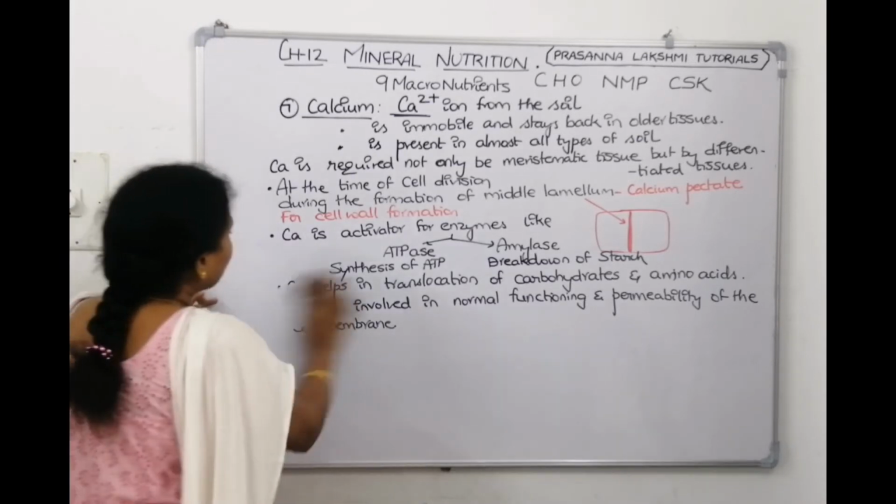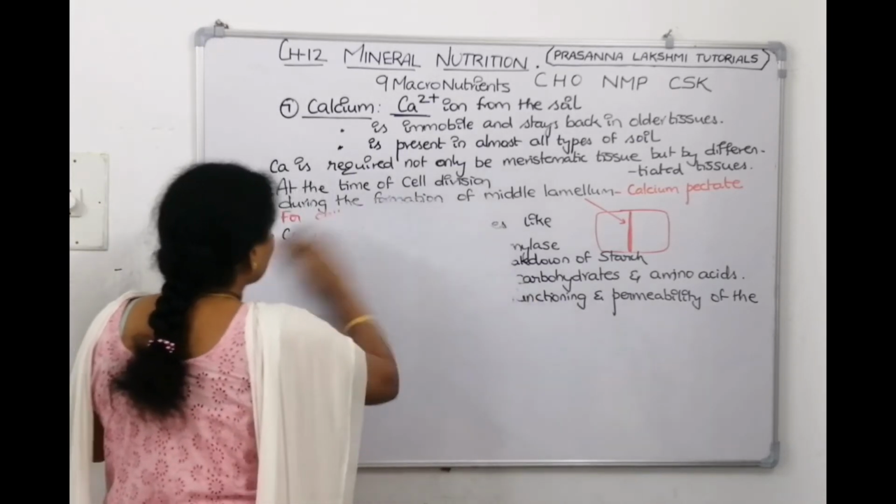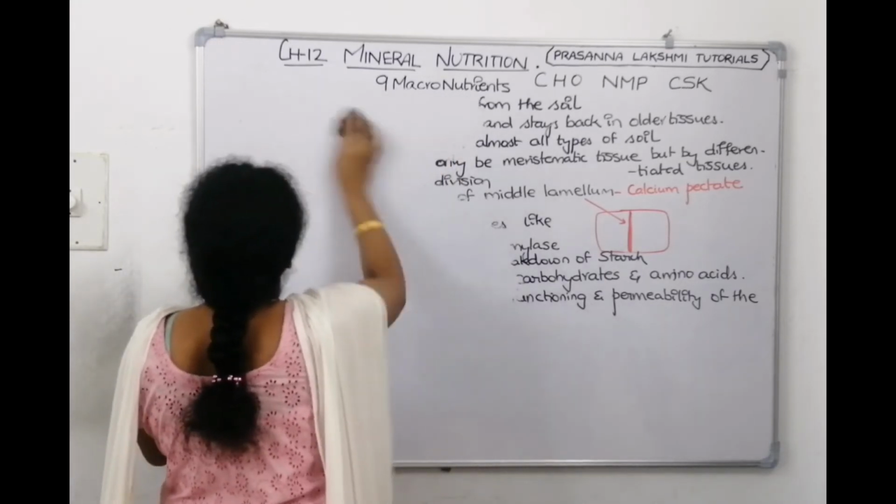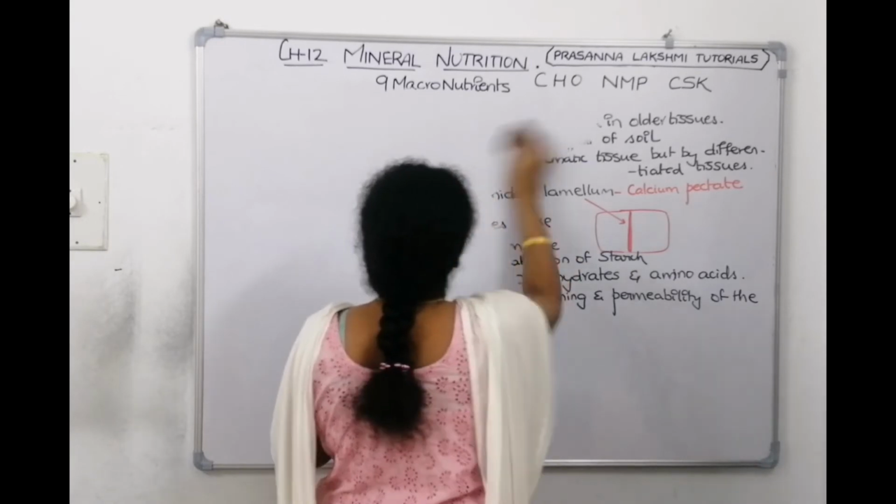Right. Now, what are the last 2 elements? One is magnesium, the other one is sulphur. We'll go with magnesium first. In NCERT also that is the order.